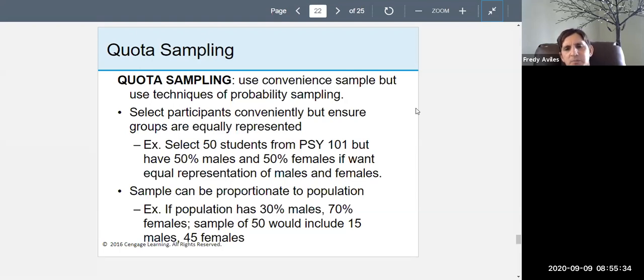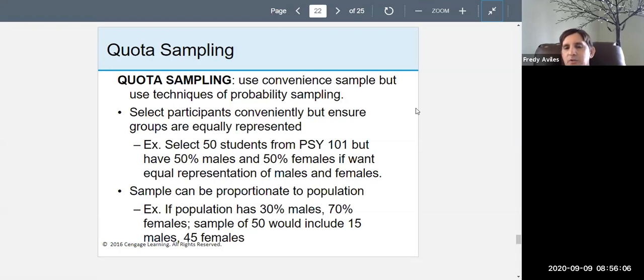Or you can also make the sample proportionate. Let's say you're interested in community college students. And it turns out that in the community college, only 30% are male and about 70% are female. That means that your sample has to be 30% male and 70% female. So if there's only 50 individuals in your sample, then only 15 of them are going to be males and 35 females. To make it simpler, let's say there's 100 participants for your study.